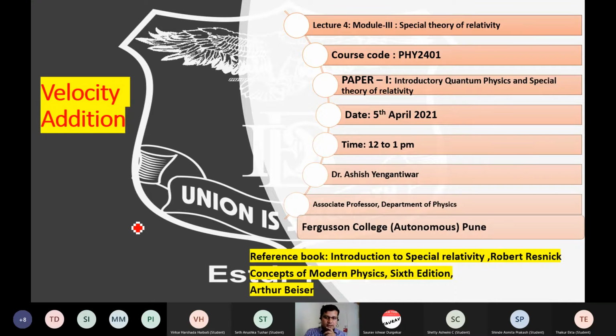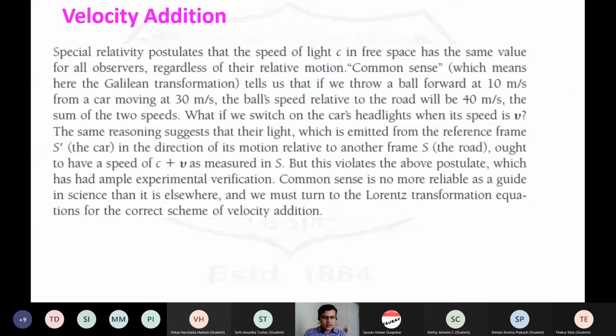Today I will give you how this velocity addition formula is proved relativistically, and how this formula is confirmed from the Lorentz transformation equations. Here I'm talking about the special relativistic postulate that the speed of light in free space has the same value for all observers regardless of their relative motion. And this is what we always take as common sense, the Galilean transformation that we generally study, which does not give you the equation.